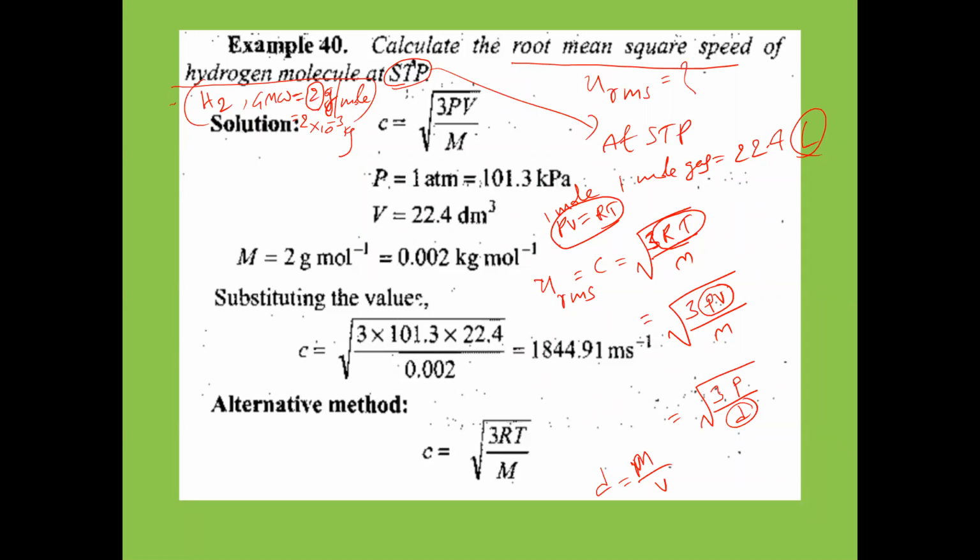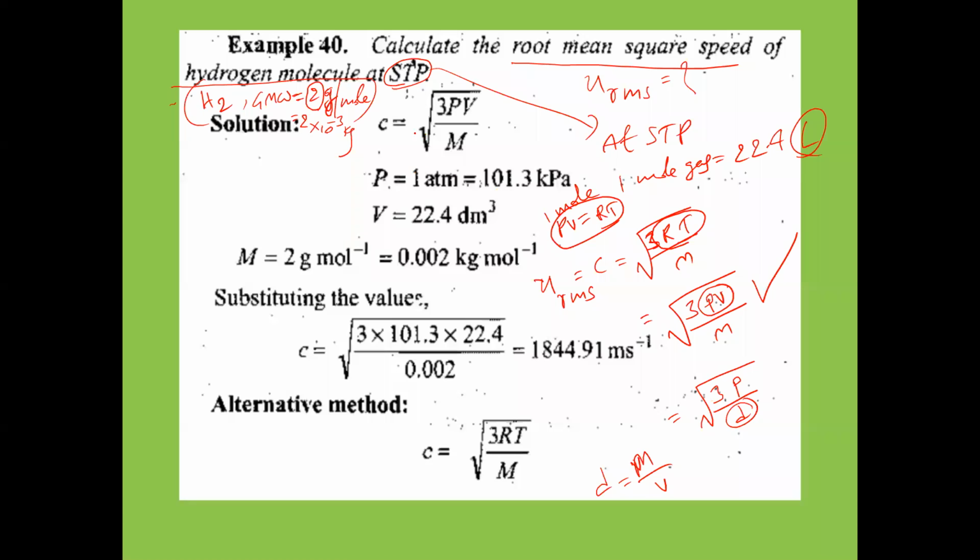So the RMS velocity formulas we have to always recall. RMS velocity formula is under root 3RT by M, or under root 3PV by M, otherwise under root 3P by D. P is pressure, D is density here. So which formula do we have to use here? This one we have to use.